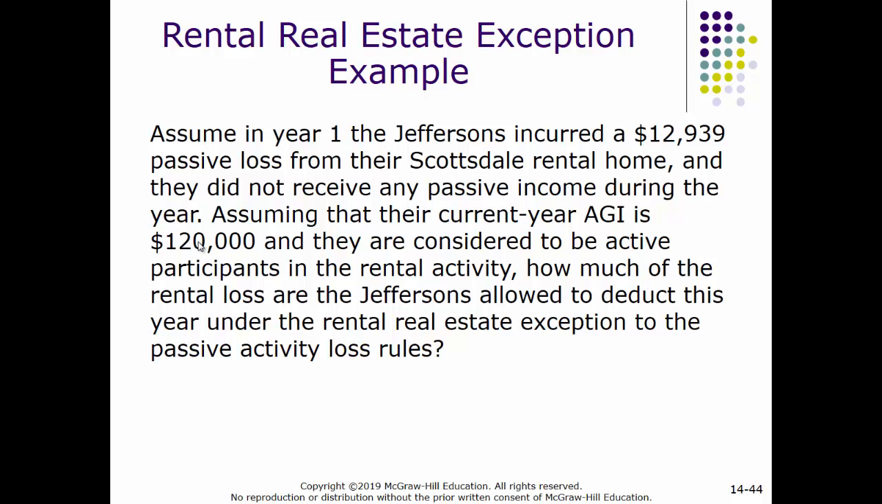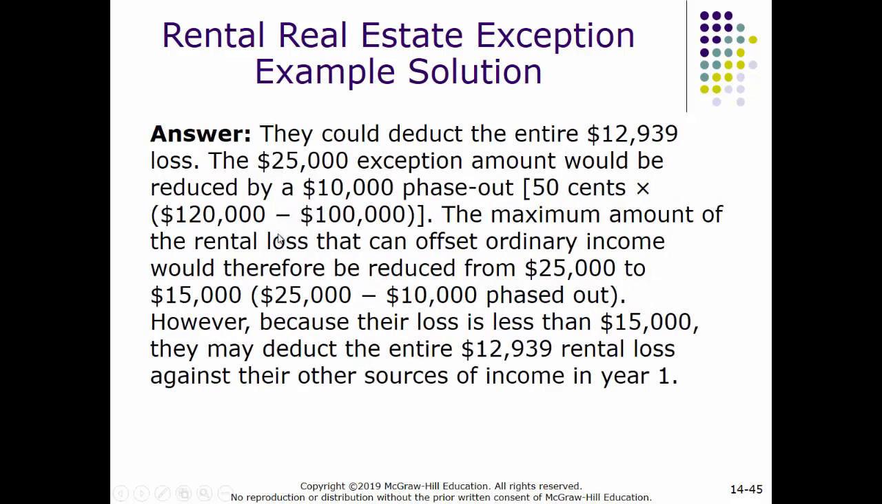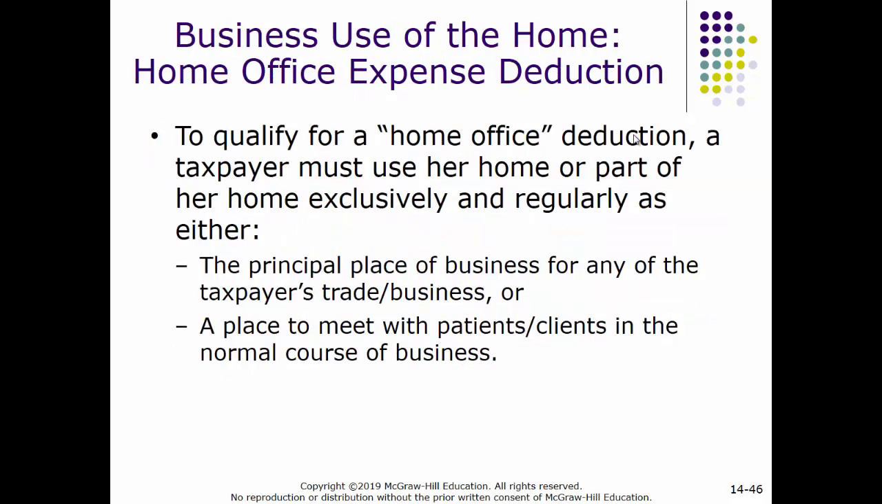So 25,000 minus the phase out of 10 still leaves 15,000 that they could deduct. And since their loss of 12,939 is less than the 15, that loss is not limited. They can deduct the full amount. If the loss was more than 15,000, they would be limited to the 15,000 because of their higher AGI.